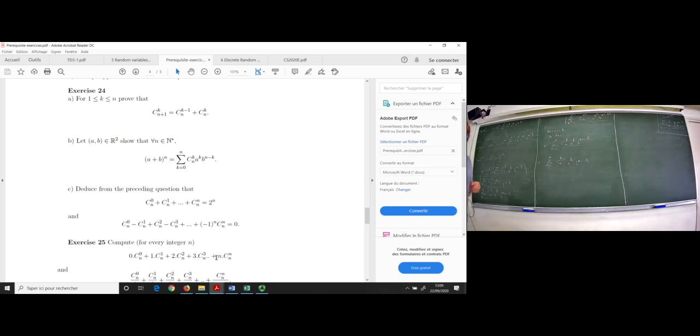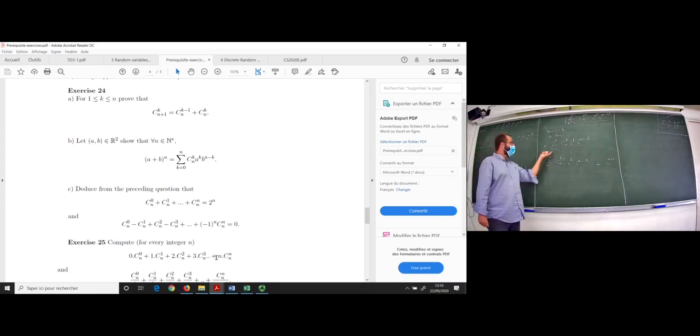And what is this term? For k equal to n plus 1, I have c n n, which is equal to 1, a to the power n plus 1, and b to the power n plus 1 minus n plus 1, which is also equal to 1. So the term for k equal to n plus 1 is just a to the power n plus 1. This is the first sum: I write it as a sum from 1 to n plus the extra term. I do the same for the second sum.